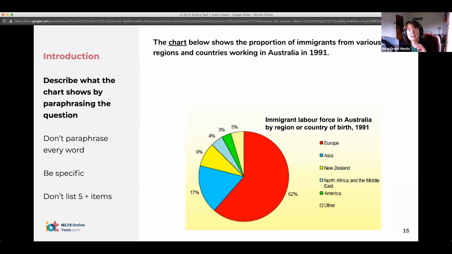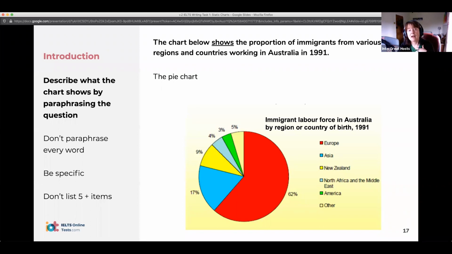So if we try and paraphrase what we've got here, so rather than saying the chart, what could we say instead of the chart? How could we be a bit more specific? Yeah, Miles, I think we're looking at the pie chart. It's not really a graph, it's a pie chart. Yeah, the introductory sentence or the introduction is just saying the task question in a different way.